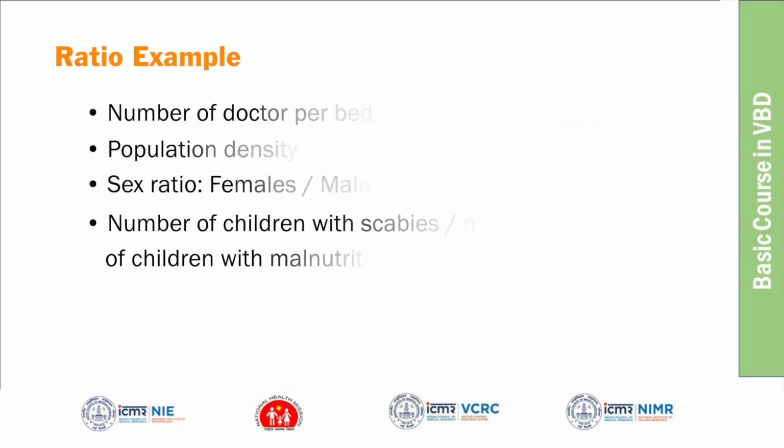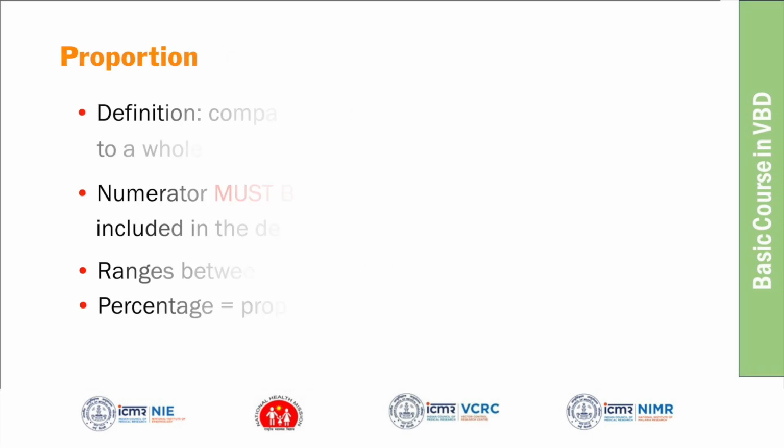So what are the examples for ratio measures? One example I told you is the sex ratio, male-females. Another example could be the number of doctors per beds available in a hospital or beds available in a district. Another example could be population density, number of people with the square kilometer area. So there could be several examples for ratio measures. So when you're trying to measure diseases, or when you're trying to measure health-related events, sometimes you may be using these measures. Another important measure of disease frequency is proportion.